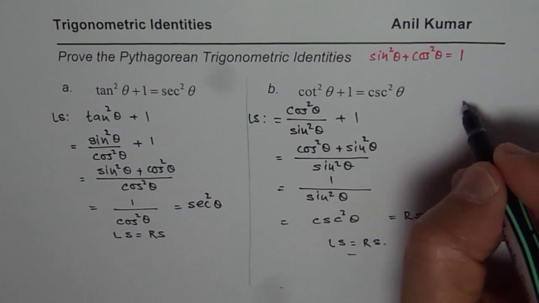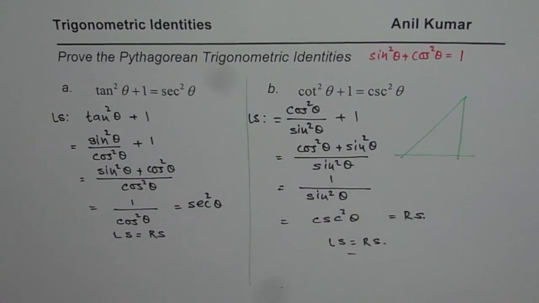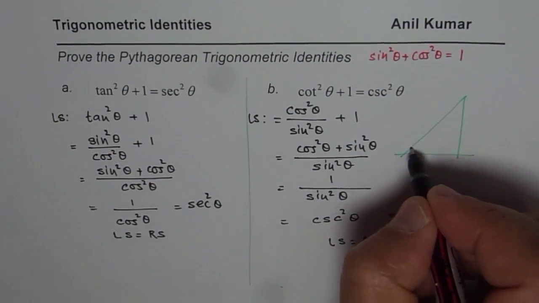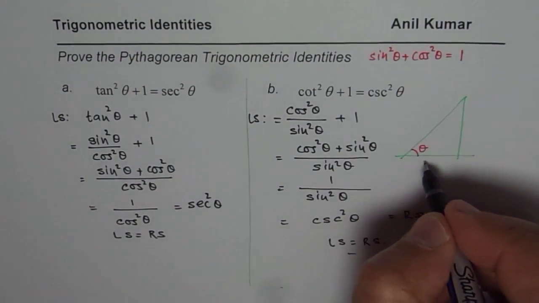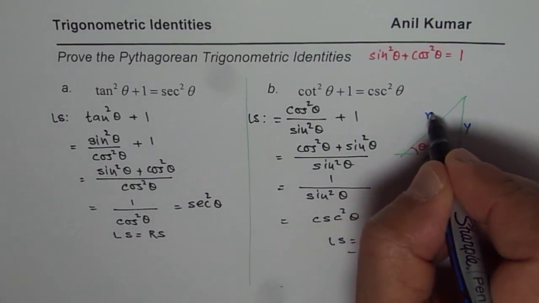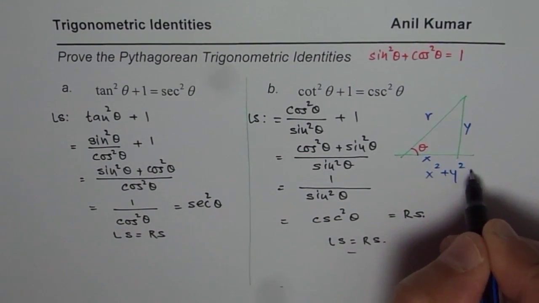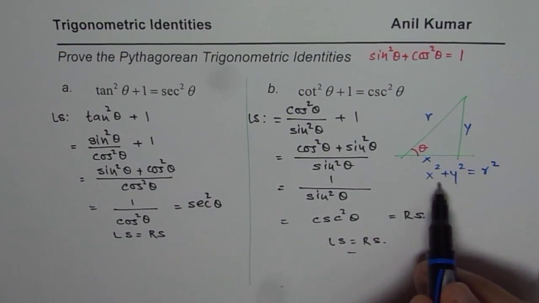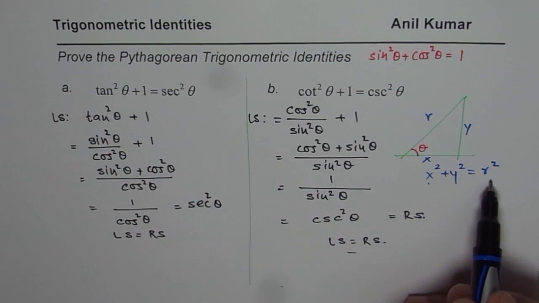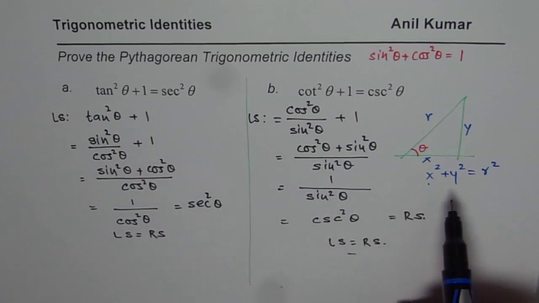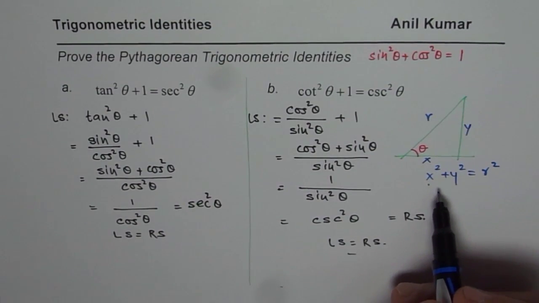Elsewhere, we have also shown that these identities can be proved within a right triangle, right? So if I have a triangle with angle theta here and the sides are, let us say, x, y and r, then we know x square plus y square equals r square. If we divide this by, let us say, x square, then we can get one of these identities. If we divide by y square, we get the other, right? So that is another way of proving.